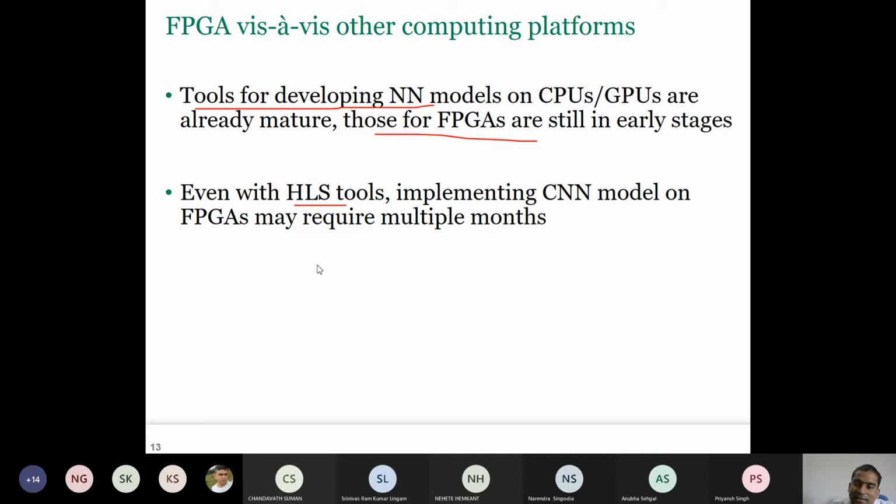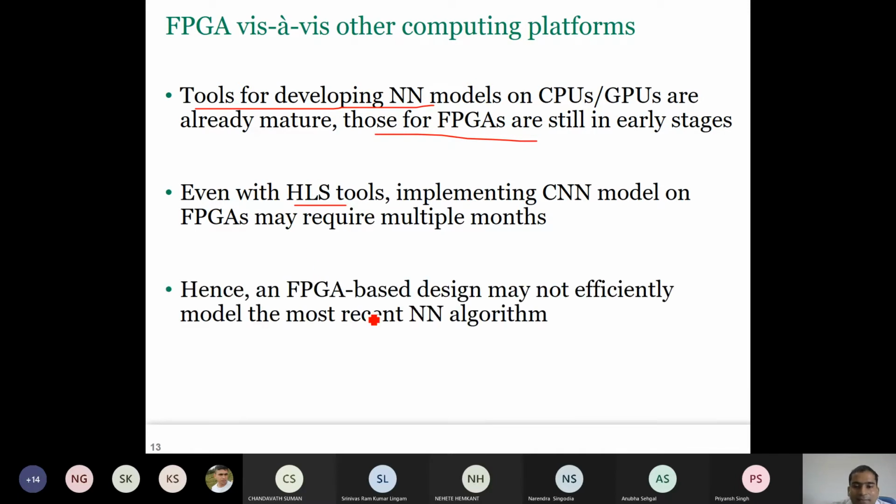So even if you're not using register transfer level, even if you're using HLS, high level synthesis, even then it takes multiple months, right? For example, if I were to ask a PhD student to work on FPGA, their PhD may get delayed just because they chose FPGA. They also have to graduate. So the point is, if it takes a lot of time, then your company may not be able to wait for that much time. That's why an FPGA-based design may not efficiently model the most recent neural network algorithm. That's why you may be left far behind.